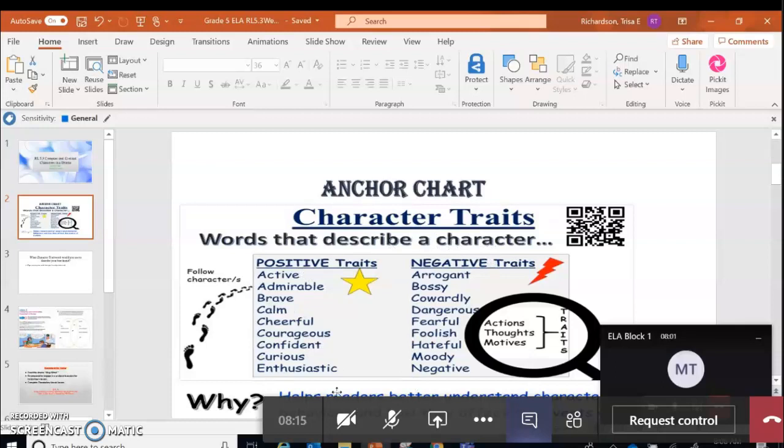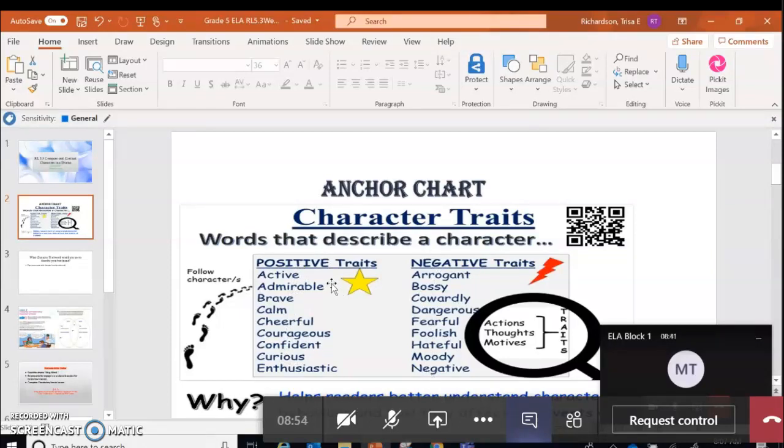And I really like this chart because it talks about some of the more positive or good traits associated with a person, and then negative traits as well, right? And when we think about character traits, we have to have evidence to support that. So we think about what the character does. Those are the actions, what they think, the things that they don't say to you out loud, but the thoughts that are in their head, and their motives, like what is their intention behind it. So look at some of these positive traits, as well as some of these negative.